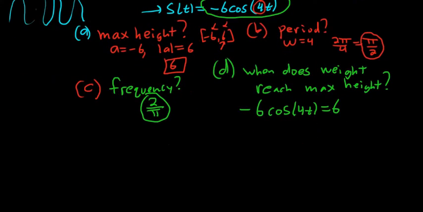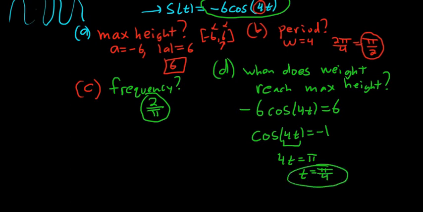Then we just have to solve this for t. To do that, we divide by -6. So we get cosine of 4t equals -1. We know that the cosine of pi is -1, so 4t is equal to pi. That means t is equal to pi over 4, and the units here are seconds.